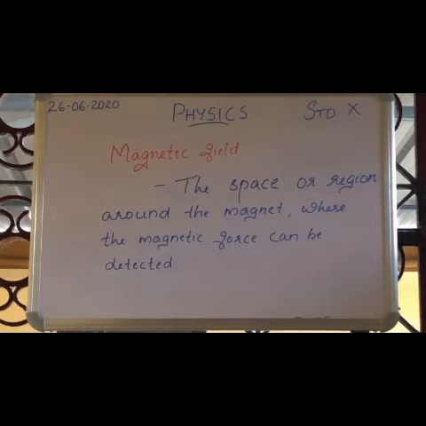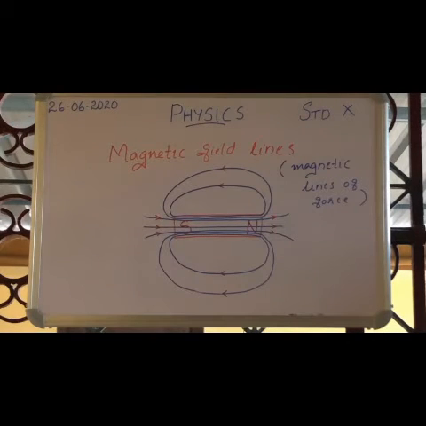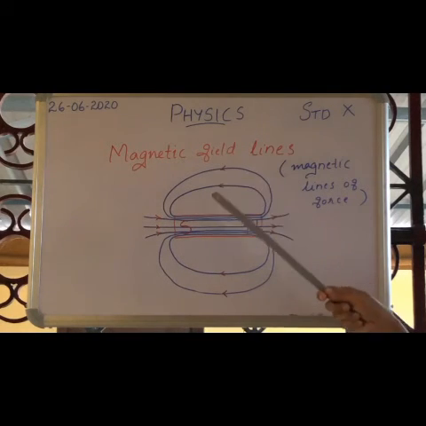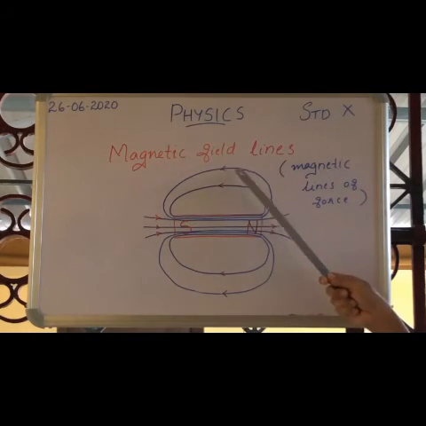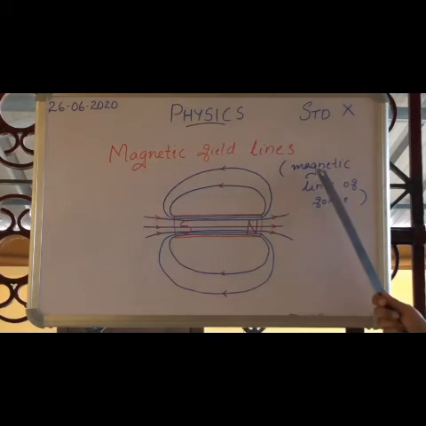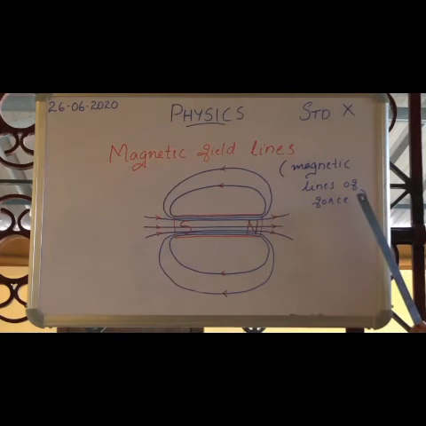To locate the magnetic field of a bar magnet, we use a magnetic compass. A magnetic field is represented by a series of lines or paths around a magnet. These lines are called magnetic field lines, or it is otherwise called the magnetic lines of force.